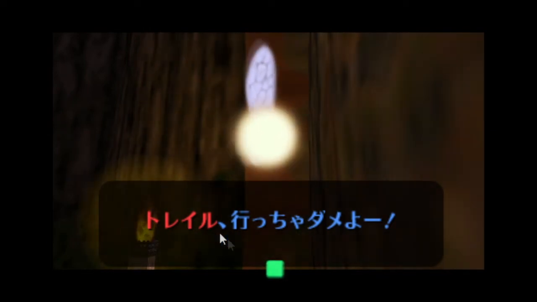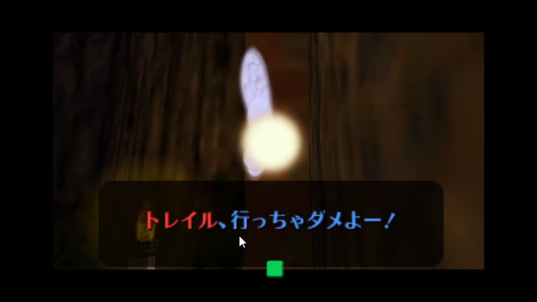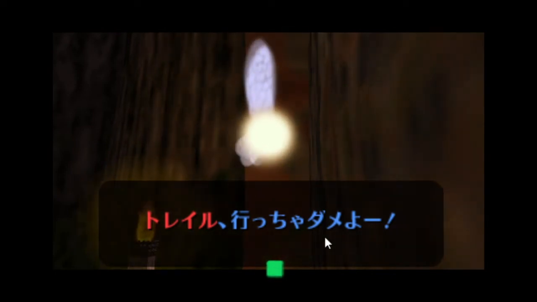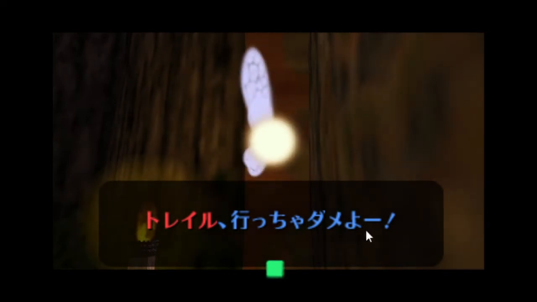Toreru, icha dame yo. So again, we've got that grammar form from part 1. Iku meaning to go. Icha dame just means like "to go is unacceptable," to go is not okay. Toreru is just his name. Yo, just adding force to it, as you know already.